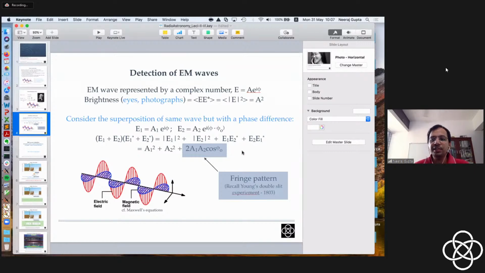So the fringe pattern on the screen is caused by the interfering term here, and this varies with the path length difference between the two waves that are coming, right? And it varies with the position on the screen also. This is something which we have in fact done in Young's double slit experiment. Many of you would have done it in your laboratories in your universities. So this is something which we have to really understand very well, that electromagnetic waves interfere, right?